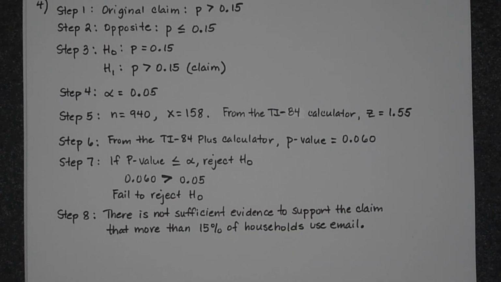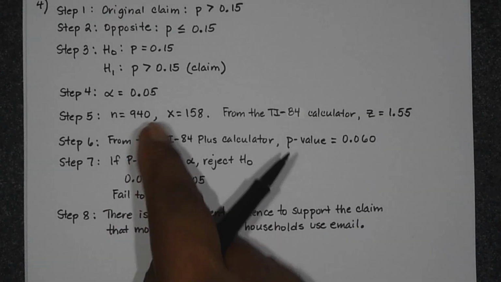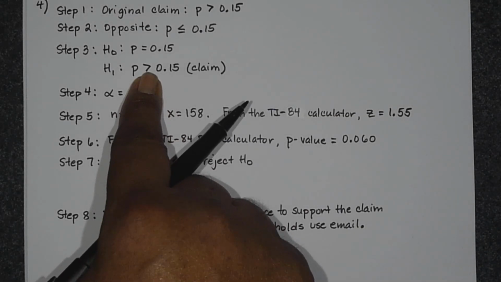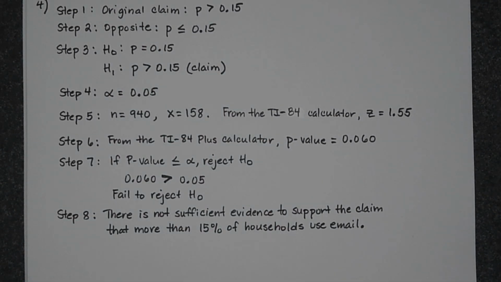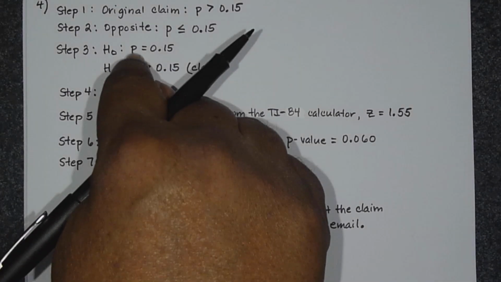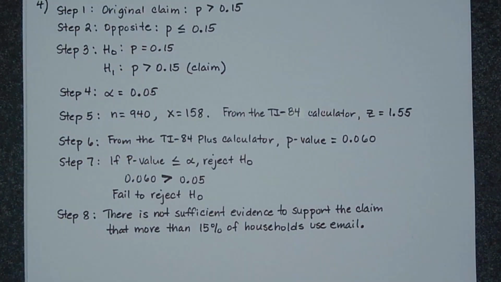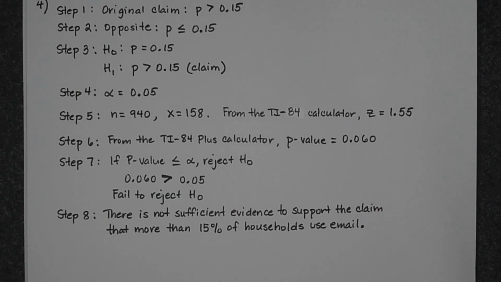Are there any questions about problem number 4? Will your alternative hypothesis always be like your original claim? Not always. Sometimes if it says exactly 15%, then this time your null hypothesis will be your claim. It's all about reading the problem. Any other questions?